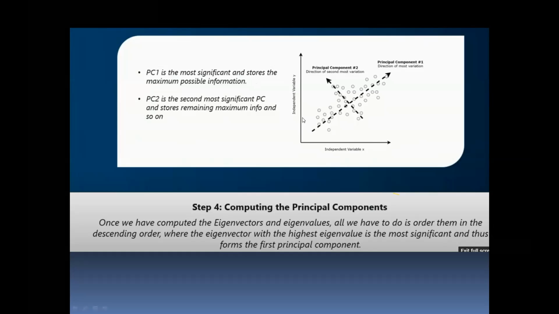This is the graph. It indicates principal component 1 and principal component 2. The direction of the most variance is covered by principal component 1, and the second most variance is covered by principal component 2.